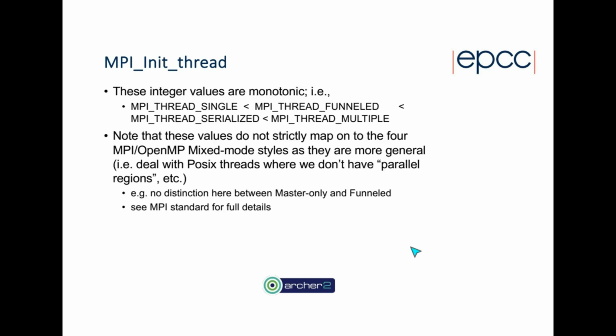So these are constants defined in the MPI library, and they are guaranteed to have strictly increasing values. So you can compare them. They don't necessarily map strictly onto the four mixed mode styles that I've described, because they're intended to be somewhat more general than just OpenMP. They're intended to work with things like POSIX threads, where you don't have the concept of parallel regions, for example.